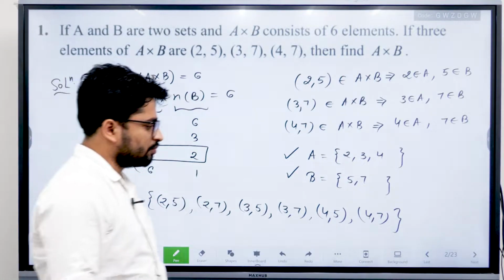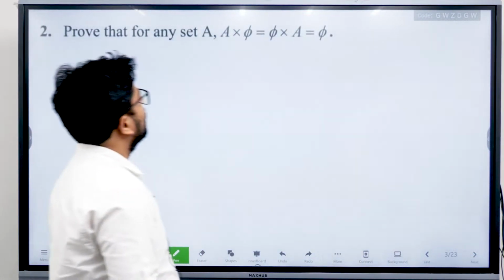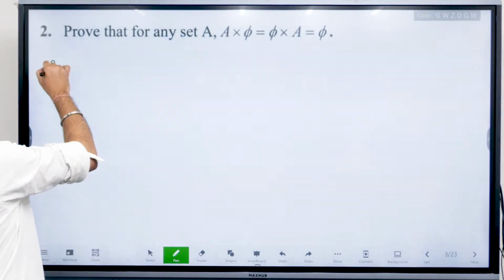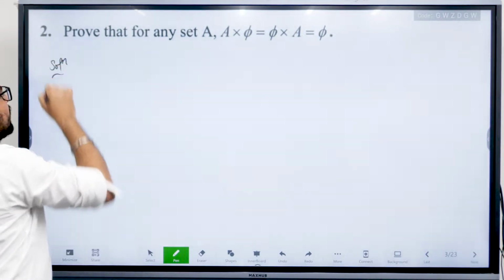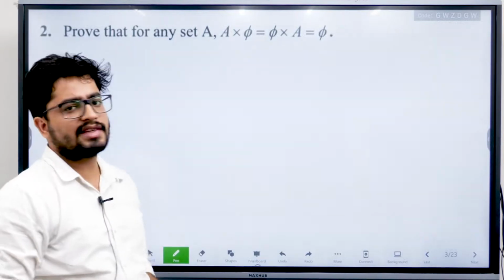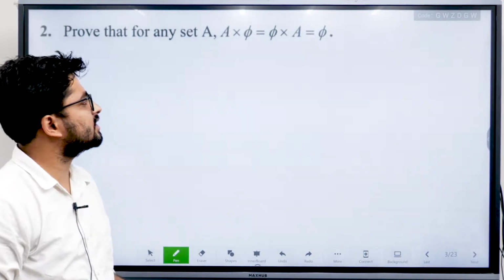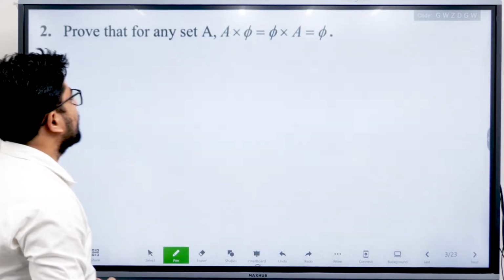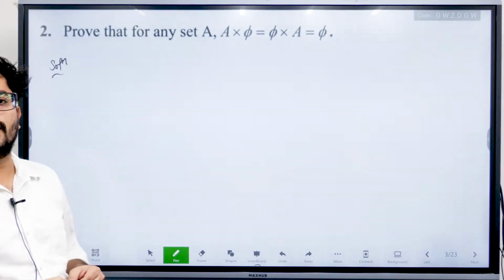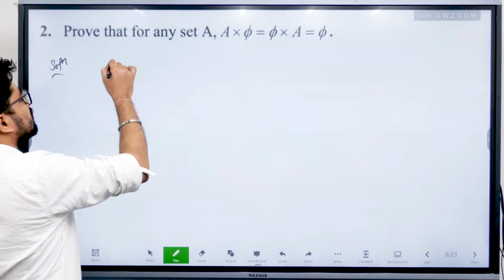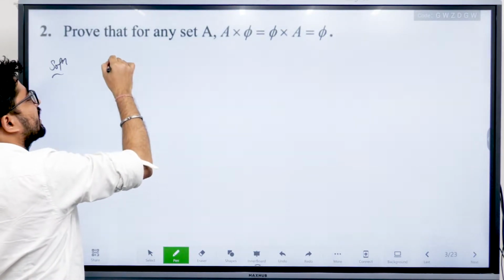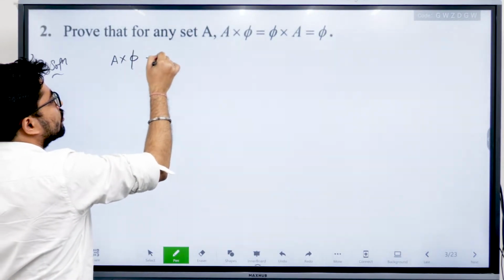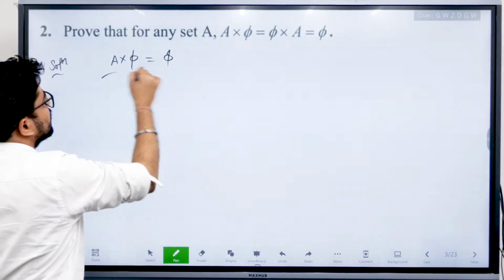Okay, so now let's move to the next question. Next question is, prove that for any set A, A cross empty set is equal to empty set cross A is equal to empty set. So we'll prove this using the contradiction method. First of all, we'll prove that A cross phi is equal to phi.